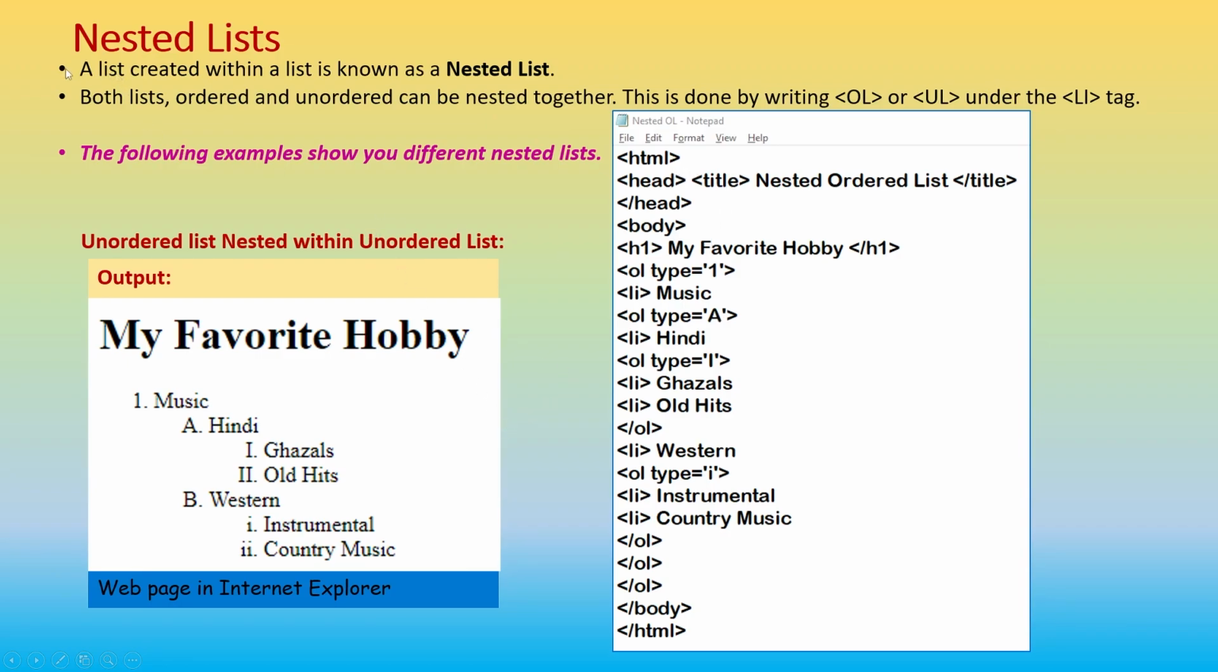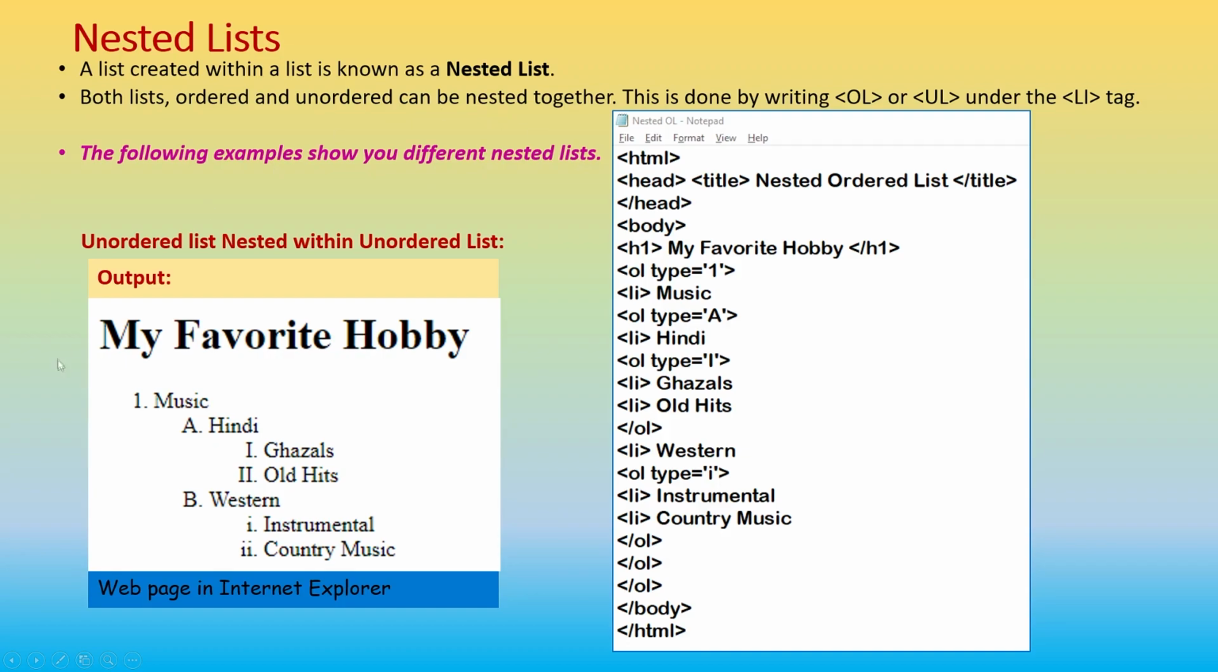So the nested list, a list created within a list, is known as the nested list. Both lists, ordered and unordered, can be nested together. We can have an ordered list within an ordered list, then one more ordered list or unordered list. Again inside that I can have another unordered list, or we can have a combination of both. This is done by writing the OL and the UL tag under list items. The following example shows you different types of nested lists.